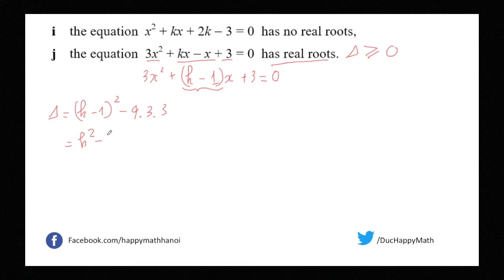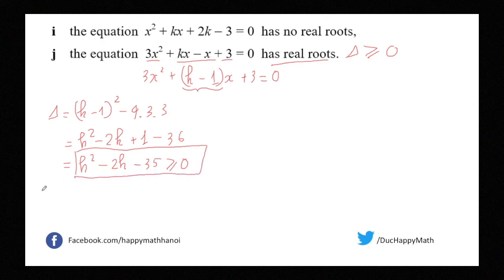So k squared minus 2k plus 1 minus 36. So k squared minus 2k minus 35 will be greater than or equal to 0. So this is the quadratic inequality. You have to find this condition. So step 1, find the values for which this expression equals 0.